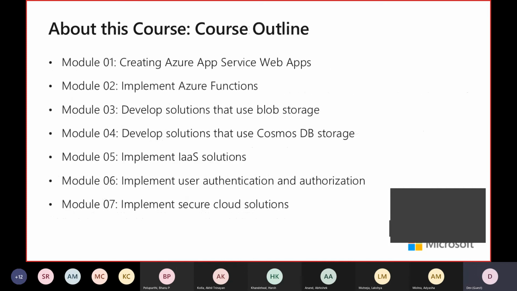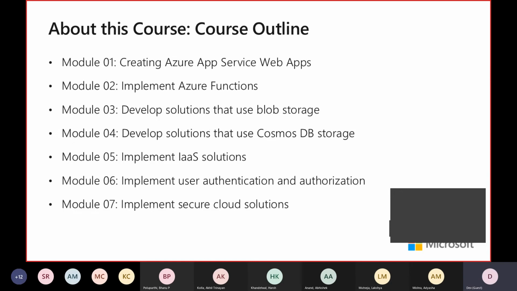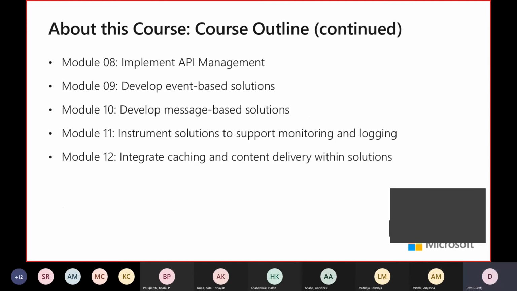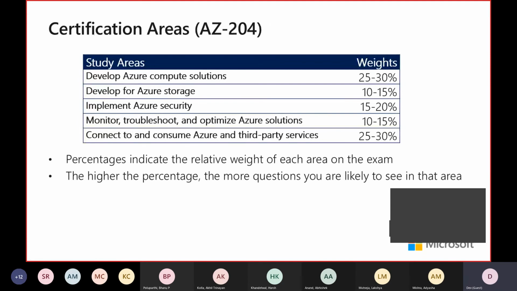Now about this course outline, as we already discussed, we have almost 12 modules, starting from app services and so on, and authentication, API, integration. We have seen all these things, right? So your course is somewhat modified as per the requirement of the project. This is the standard course that we have.